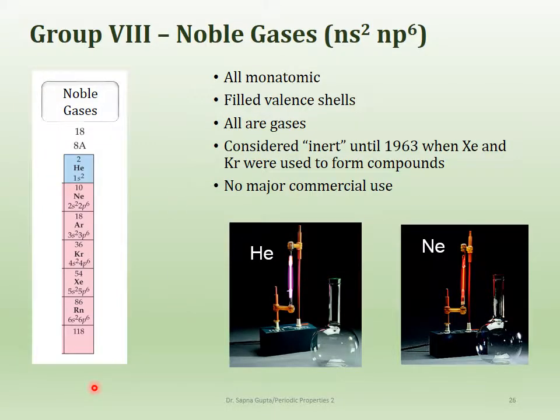And finally, the noble gases. Noble gases are ns2 np6. By the time you come to this group, the whole shell is filled up with electrons. So the noble gases, starting from helium, going on to neon, argon, krypton, xenon, and then radon. All of them are monoatomic because they don't need to bond with anything. And we'll learn more about that in the next chapter as well. But they all exist by themselves.